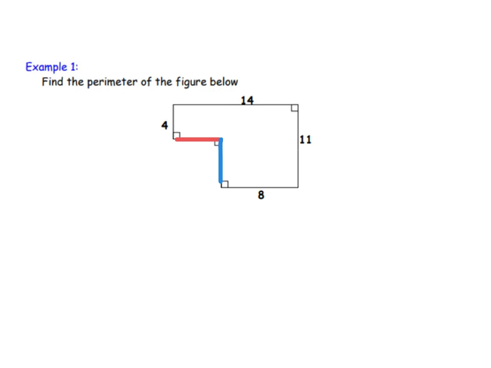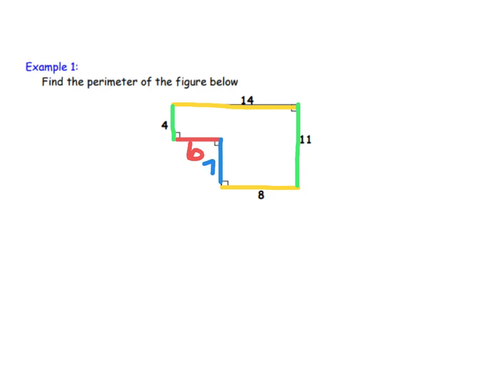Looking at the red side, if I take 14, the top, and I subtract the bottom here, 8, that should give me that little red piece. So 14 minus 8, this little red piece would be 6. For the blue piece, if I take 11, the whole height of the entire shape, and I subtract 4, that should leave me with what's left over, which is 7.